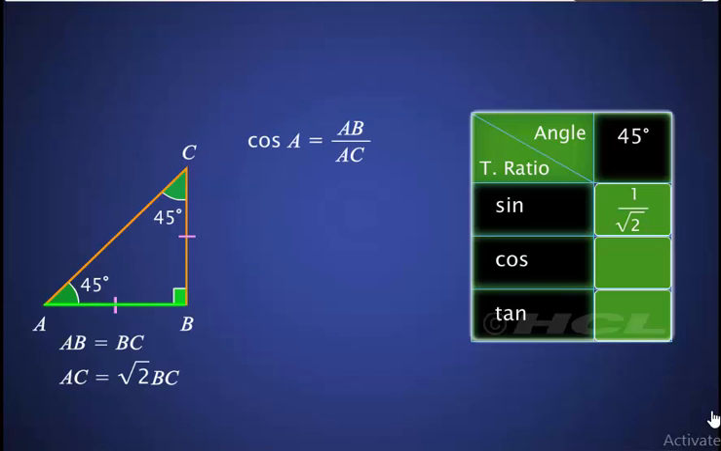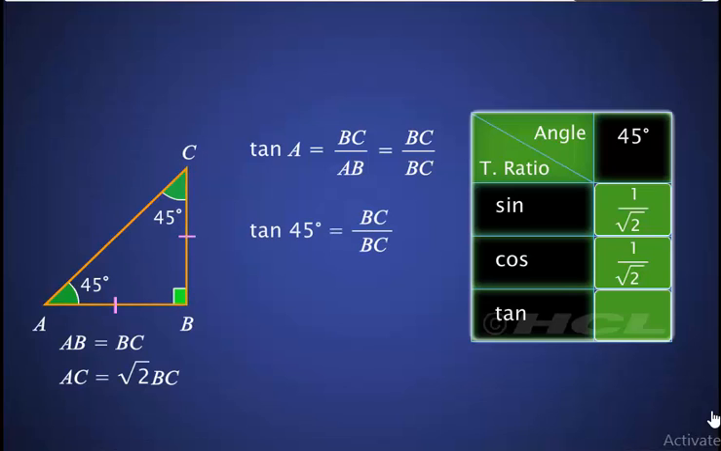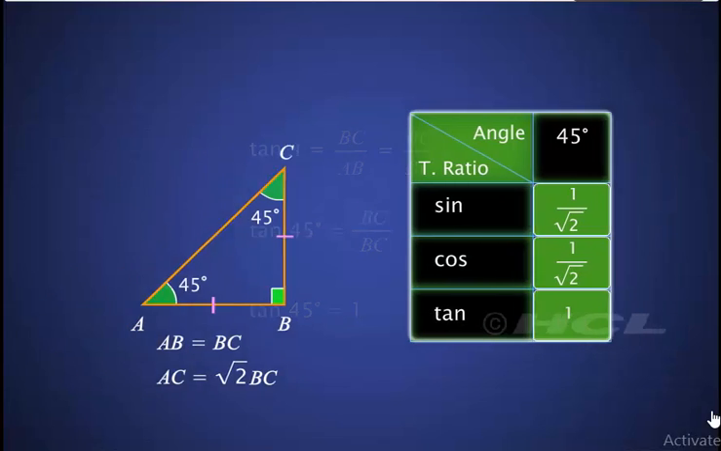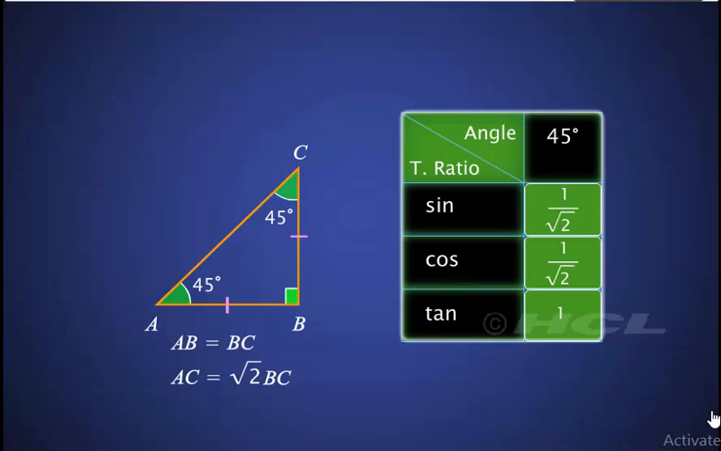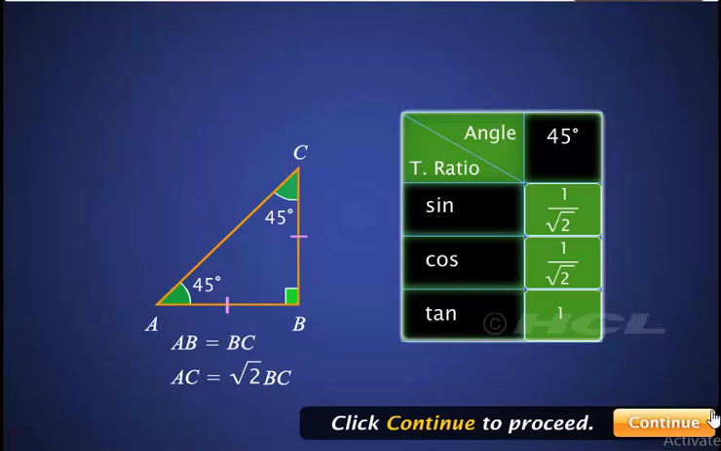The cosine of angle A is adjacent side over hypotenuse. Therefore, the value of cosine 45 degrees is equal to 1 over the square root of 2. The tangent of angle A, which is BC over AB, is equal to BC over BC. Remember, it's an isosceles triangle and AB is equal to BC. So the value of tan 45 degrees is equal to 1. Thus, we get the values of all trigonometric ratios for the angle 45 degrees.